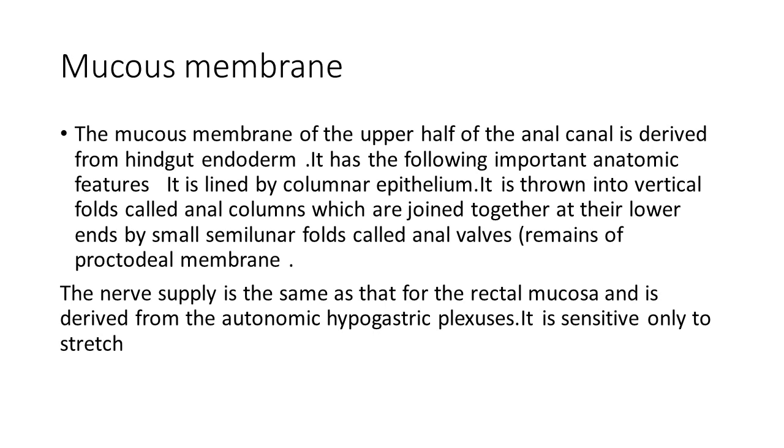Nerve supply is the same as for the rectal mucosa and is derived from the autonomic hypogastric plexus, and is sensitive only to stretch. This part of the mucosa of the upper half of the anal canal is derived from the endoderm. It is a hindgut structure, and sensitive only to stretch. At the junction between the upper and lower parts, the upper part forms anal columns, and the lower part forms anal valves.